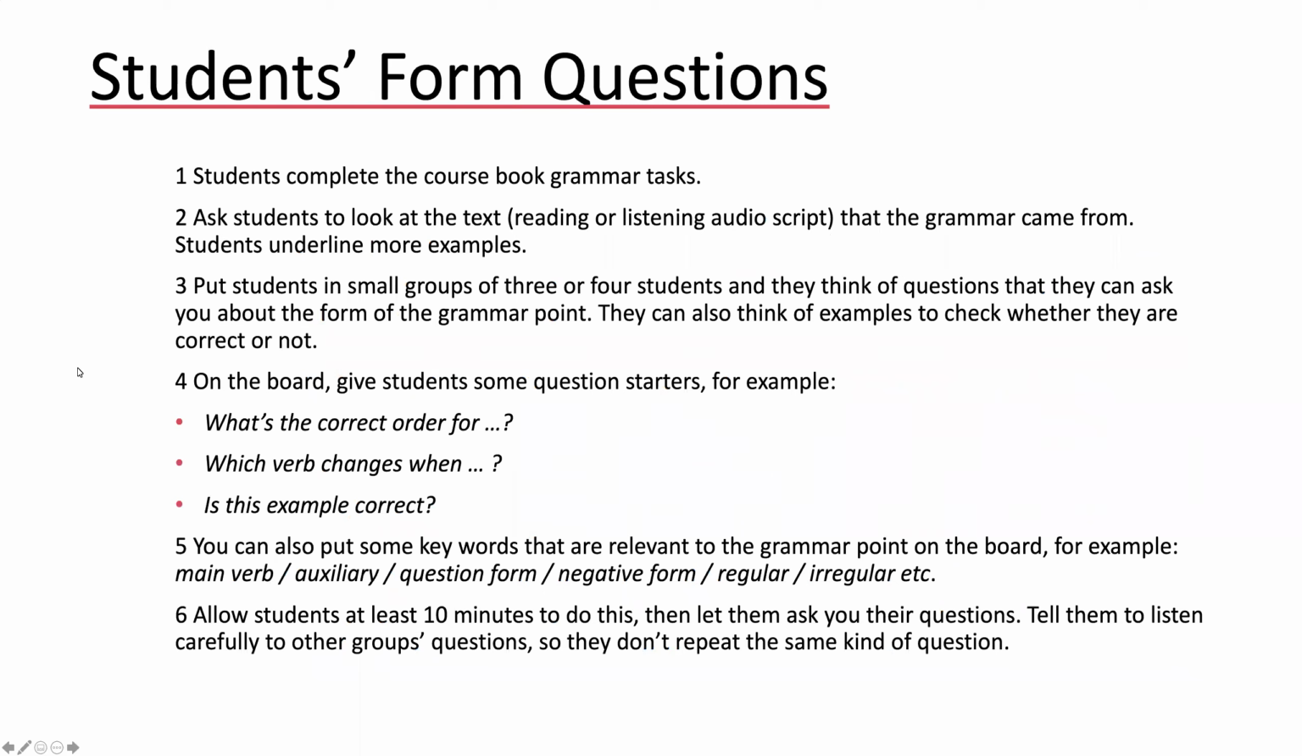The next idea, the second idea in terms of dealing with form, is students' own questions. Now, students can complete the grammar book tasks and then look for more examples in the text that you've used. It could be a reading or a listening audio script, and get them to underline those examples, find more examples. And then I'd put students into groups of 3 or 4, and they should come up with the questions that they want to ask you about the grammar point. So I've suggested that this is done with form. There's no reason why you couldn't also do this particular activity with meaning as well.